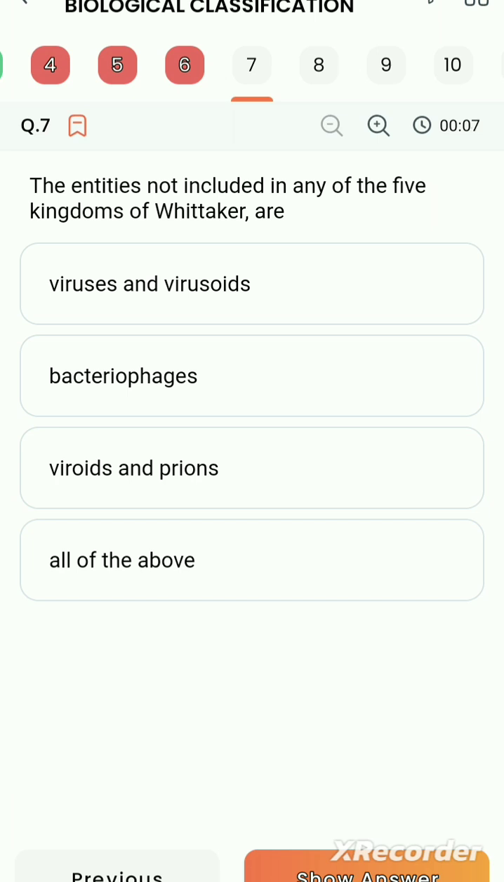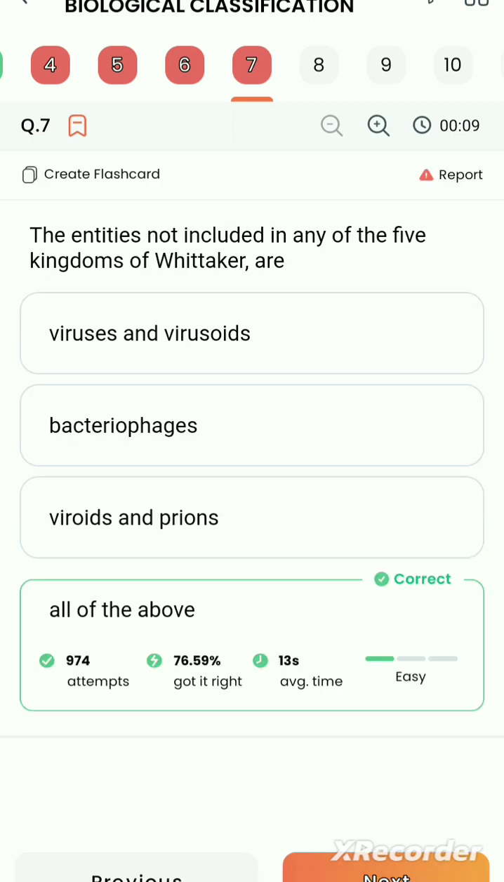Which entity is not included in any of the five kingdoms of Whittaker? Just now we have seen that it is all of the above, because they all belong to the virus category: viruses, virusoids, bacteriophages, viroids, and prions, right?